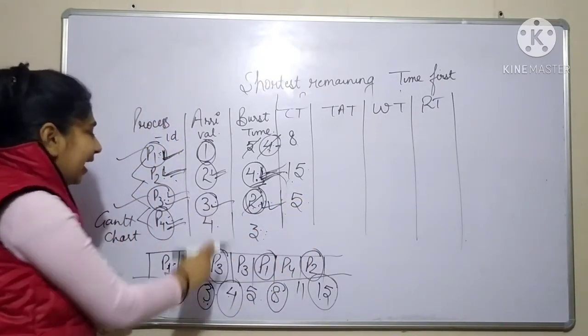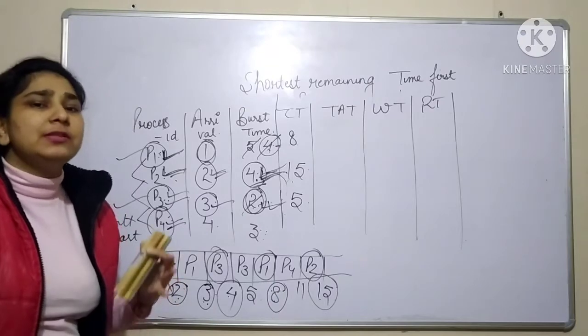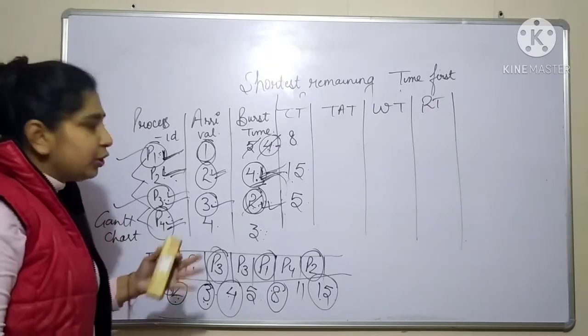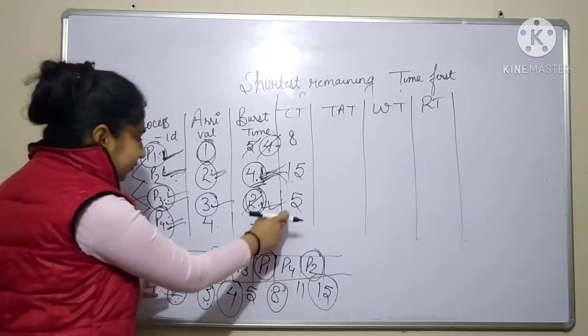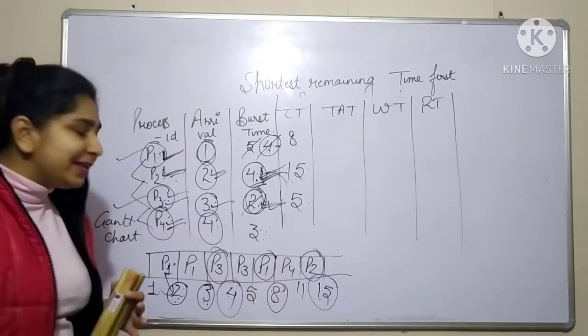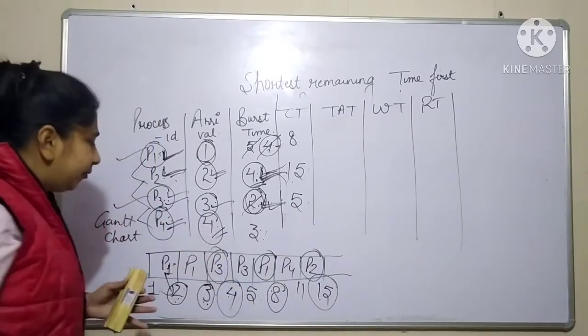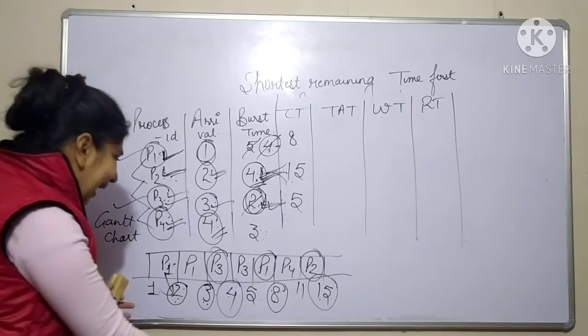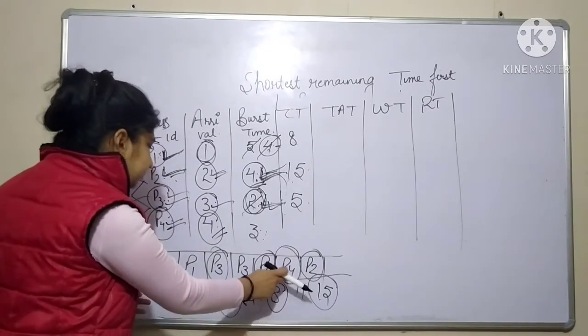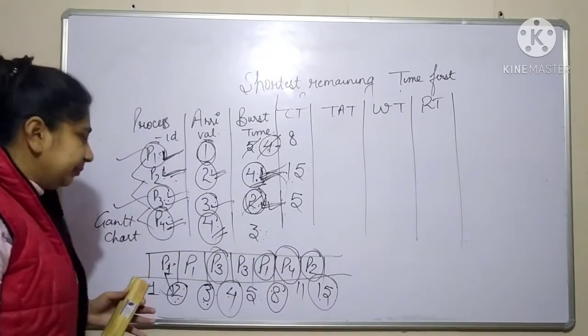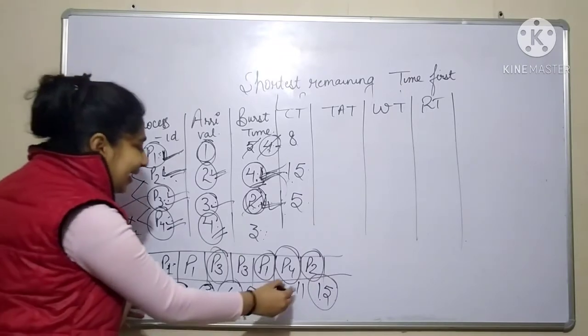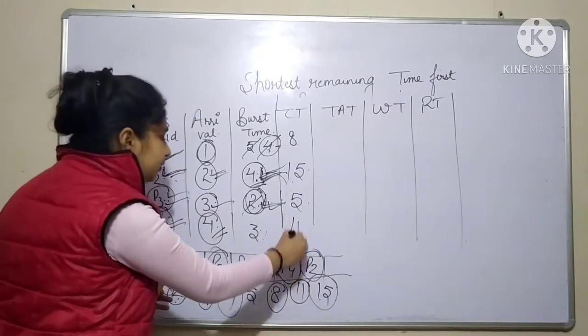It arrived at 3. It executed on CPU for 2 units of time. So 3 plus 2, 5. So your process P4 arrived at 4, and it had to wait for some amount of time. It gets completed at 11 units of time.